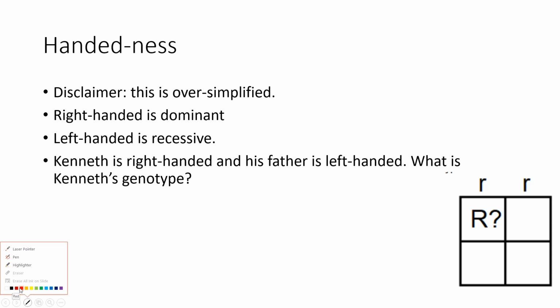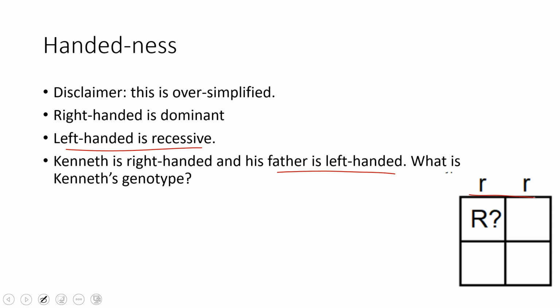This is where we have to remember what genotype and phenotype actually mean from the last chapter. Genotype is the actual genetic makeup, so we need to figure out what his R's are. If the father is left-handed and left-handed is recessive, that means we know the father must be little r, little r, so we can fill him in on the pedigree. We can bring the R's into the boxes below them. Then what we know is that Kenneth is right-handed, so he must have at least one capital R. We can put it right here.